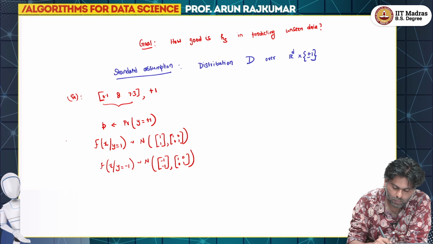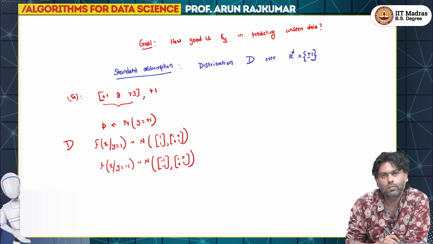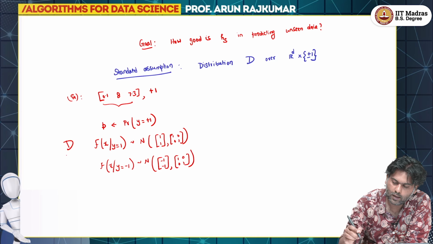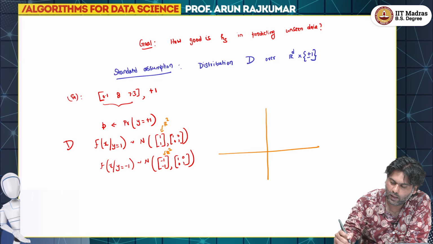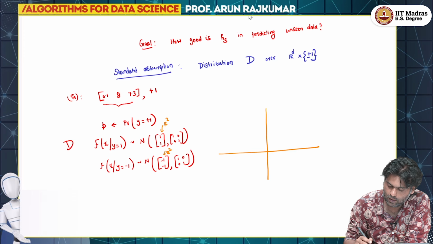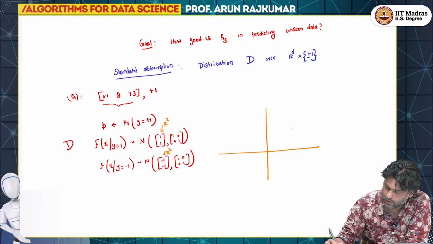Now my D could be this, right? So what this means, in pictures, is that I have two-dimensional data in this case, because the centers are just two-dimensional points. This is in R2, this is in R2. And what this is saying is that there is the center (1, 1).